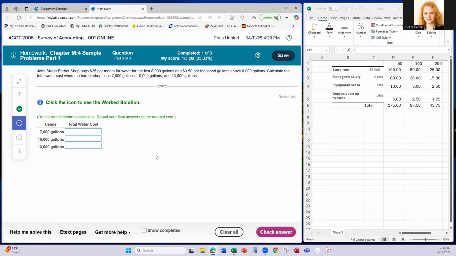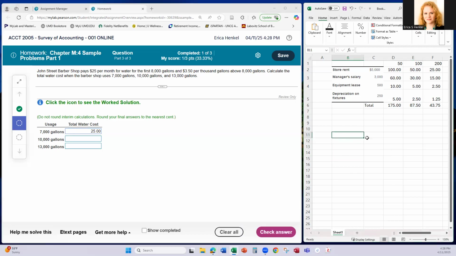So here we've got a barber shop. They're paying $25 per month for water as a base fee, and then that covers them up to 8,000 gallons of water. Anything over 8,000 gallons of water, they get charged $3.50 per 1,000 gallons of water. So that would be a mixed cost for this if it goes beyond 8,000 gallons. Okay, so here they're saying, what is the total water cost for these three levels of usage? Well, the first one, 7,000 gallons, falls below that 8,000 gallon limit. So that's going to get covered for the $25 flat fee, right?